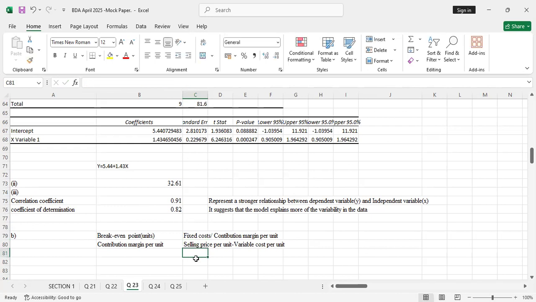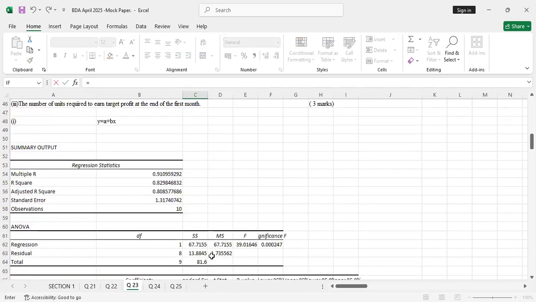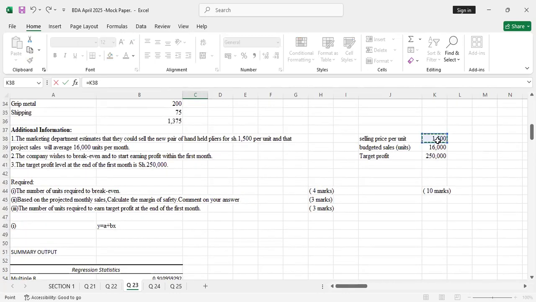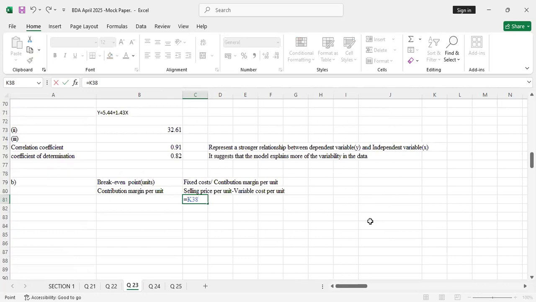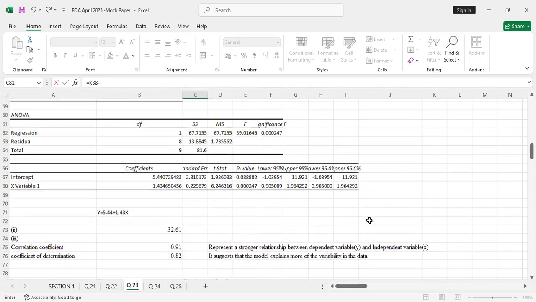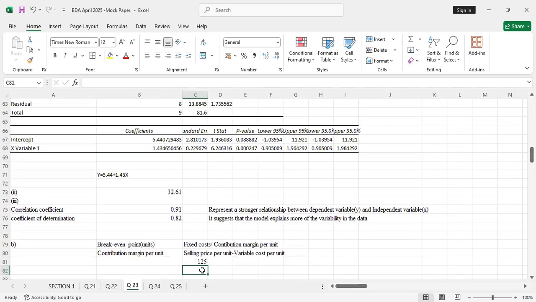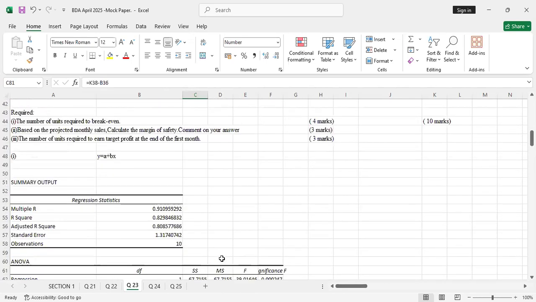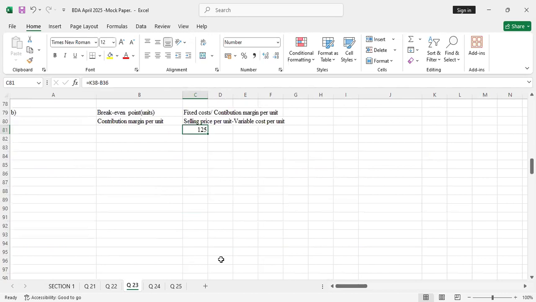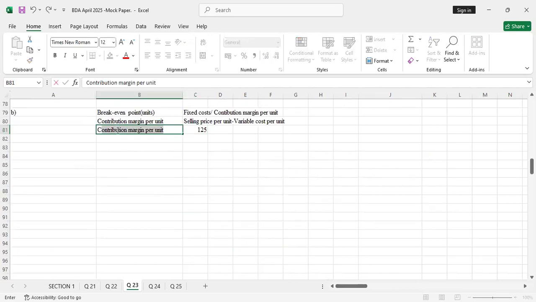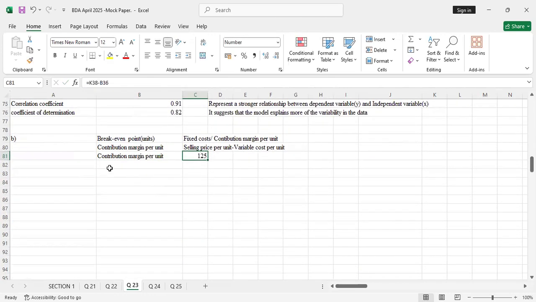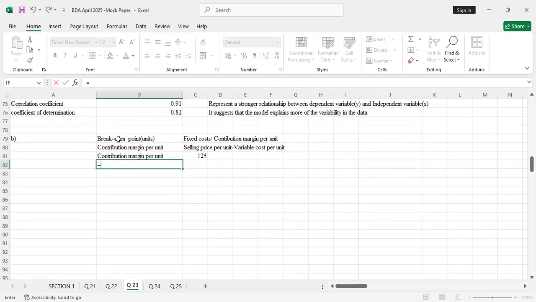So do we have the selling price per unit? Yes, we do. I'll just say equals, what is my selling price per unit? It's here. The selling price per unit was 1500, minus the variable cost per unit, which is the value that I summed up here. So I'll subtract that to get the contribution margin per unit. My contribution margin per unit will be 125.